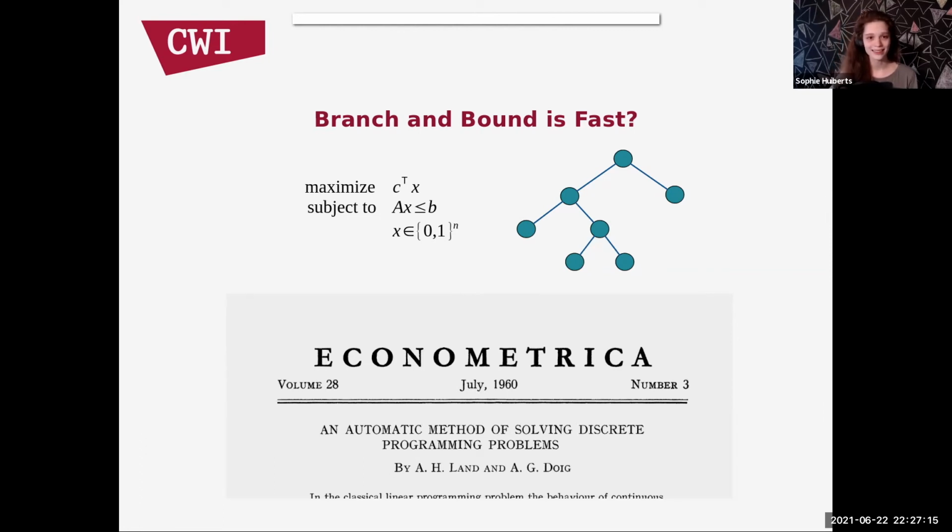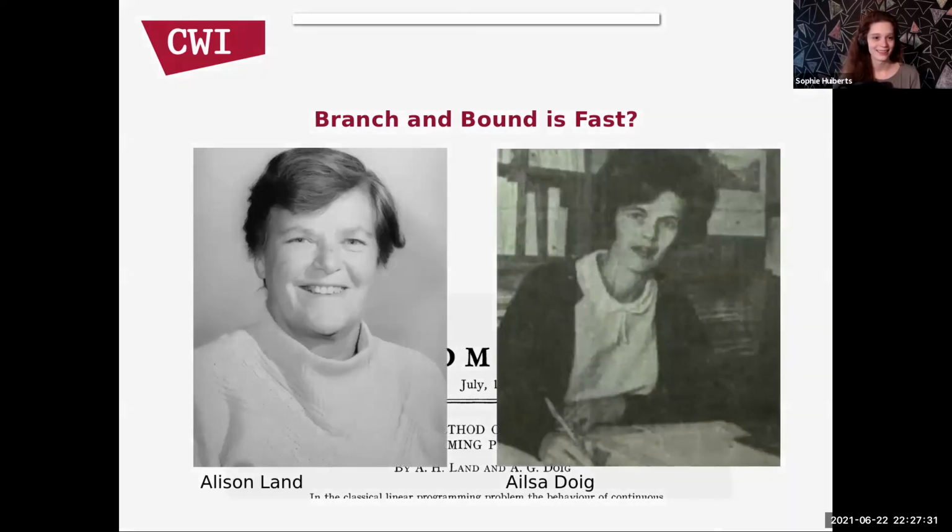As a very quick aside, the two researchers who invented this very important algorithm actually published their paper under only their initials. Turns out that they did this to be taken seriously because they were in fact two women. They were Alison Land and Ilsa Doig. Maybe nice to know is that when Alison Land passed away earlier this year, The Guardian actually published a really nice obituary about her work in operations research, where she was quite well known. But yeah, back to our story.